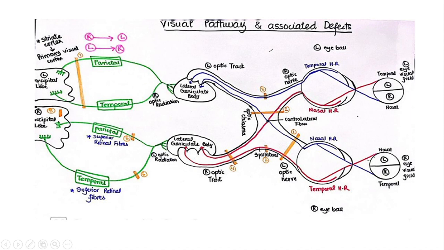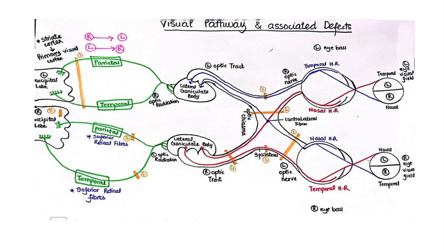And in the occipital lobe, they go into the striate cortex, which is called the primary visual cortex, where the image is formed. So this is all about the optic pathway.